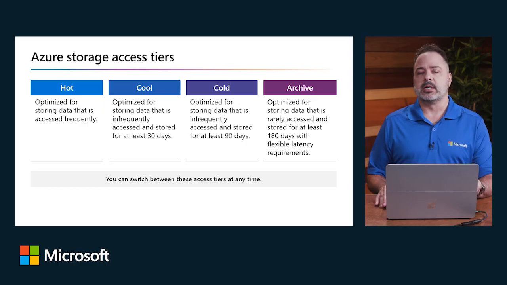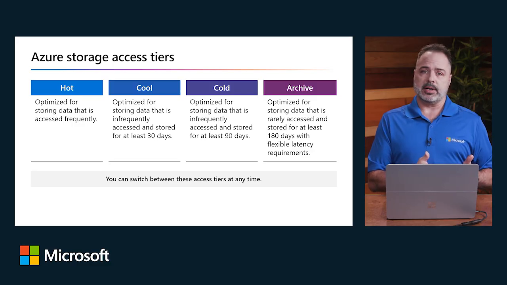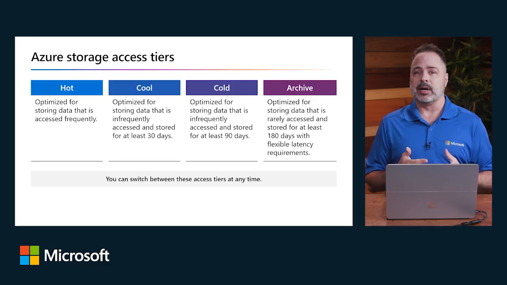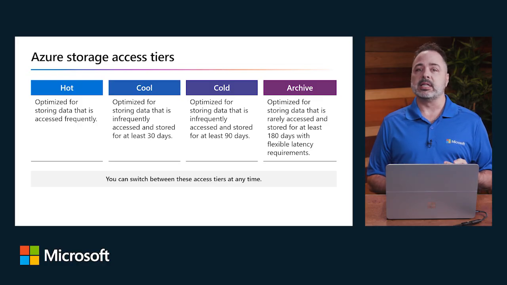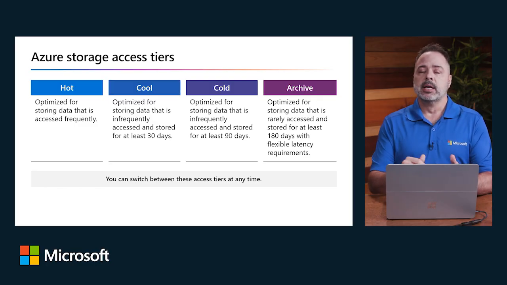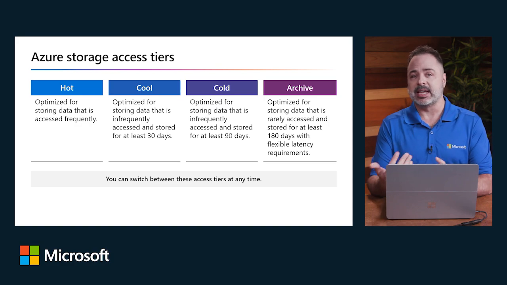Data needs to be stored in this tier for at least 30 days to get the full benefit of the discounted pricing. The cold tier is for data that is rarely accessed or modified, but still requires fast retrieval. It has even lower storage cost and higher access costs compared to the cool tier, making it a cost-effective option for data that you need to keep but really don't access frequently at all. Data should stay in this access tier for at least 90 days to get the full benefit of the discounted pricing.